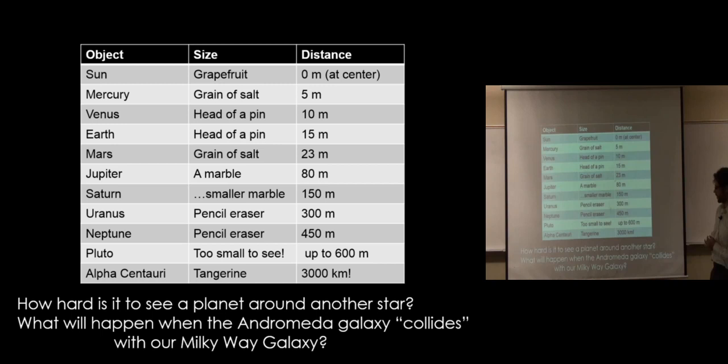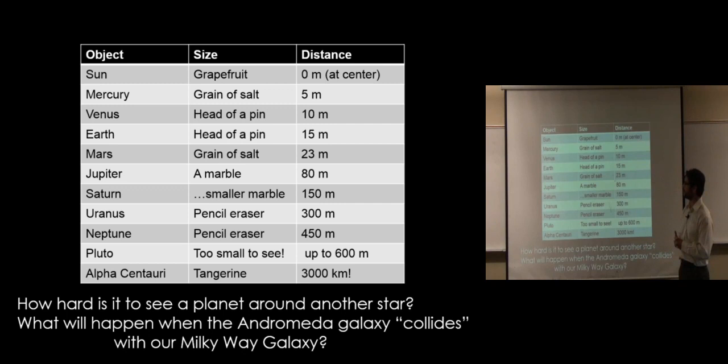Jupiter is about the size of a marble. It's 80 meters away, about the length of a football field. So imagine putting the grapefruit in one end zone and the marble in the other end zone. That's about, in scale, how far away Jupiter is. Saturn would be a smaller marble, about a football field and a half away. Uranus would be about 3 football fields. And then Pluto, which is too small to see, is about 6. Fairly incredible. And this is why you can't have a poster that represents both sizes and distances accurately.